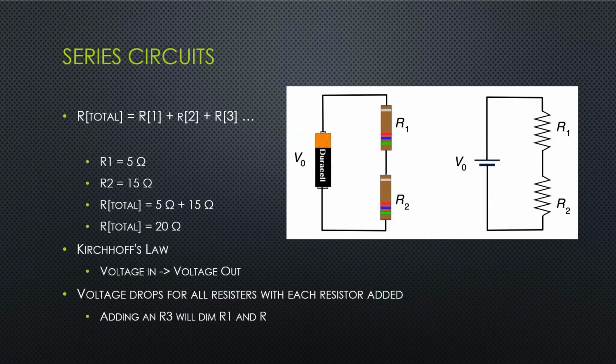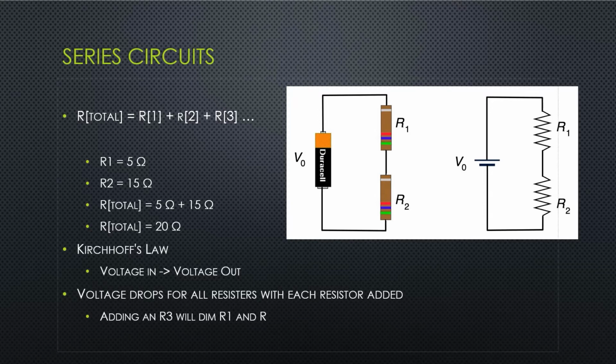When we combine different resistors in a series circuit, one after the other, the resistance of R1 plus the resistance of R2 is the resistance of the circuit cumulatively. So it adds up. If R1 is 5 ohms and R2 is 15 ohms, then the total of this circuit is 20 ohms.